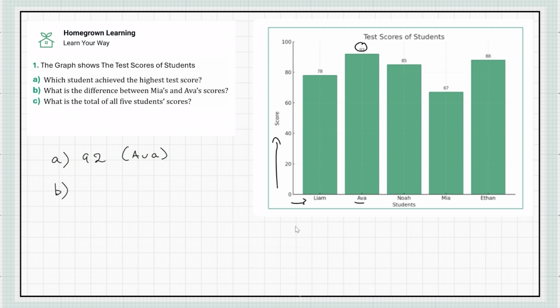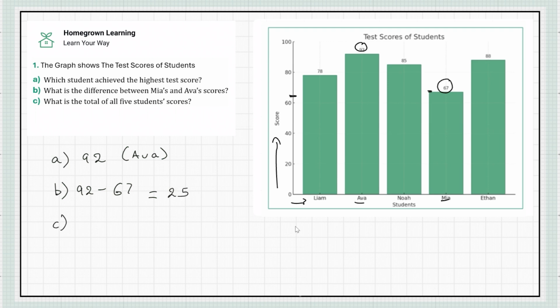Alright, let's look at B. So what is the difference between Mia and Ava's scores? Let's find Mia here. So Mia got 67. Now, these numbers aren't always here. For the sake of this question, I've included the numbers so that you can see them, but you may have to check in the future on a column graph where the top of the column lines up with the vertical axis. Alright, so we've got Ava's score at 92. We're going to find the difference between Mia's score, which is 67. So, in order to do that, we just take that 67 away from 92, and that results in 25.